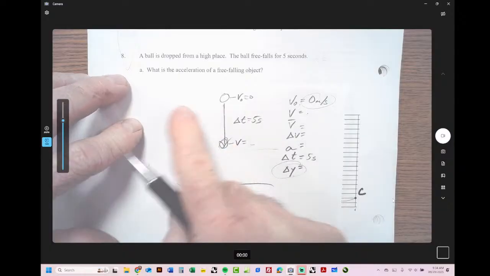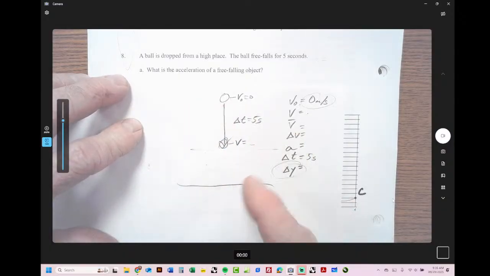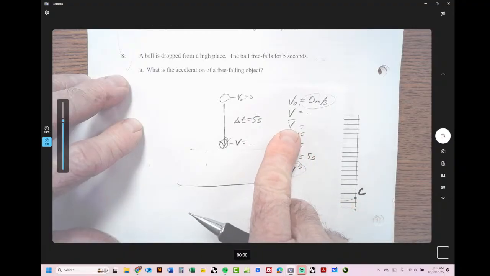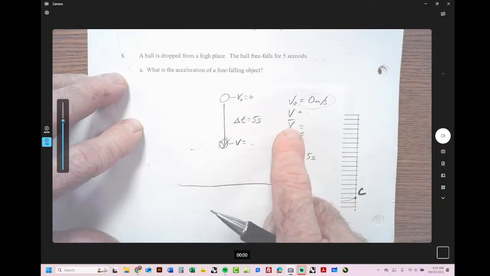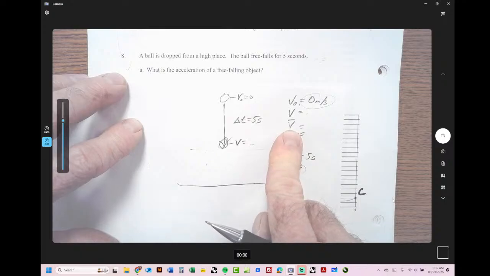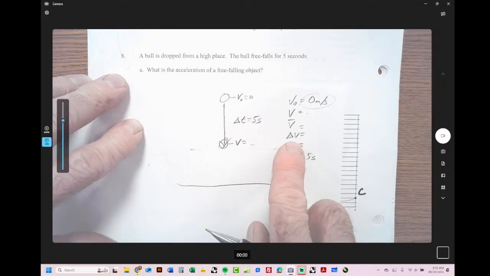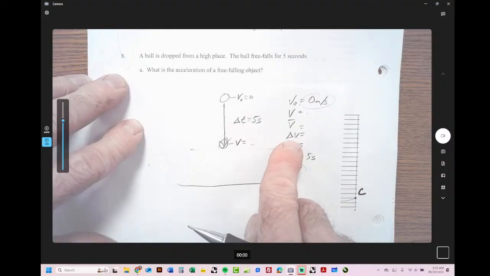No, it's not given anywhere. And we could find it. Do we know the average velocity? Like, are we told the average velocity? We're not told it, and it's not really obvious. How about change in velocity? Yes or no? Nope.